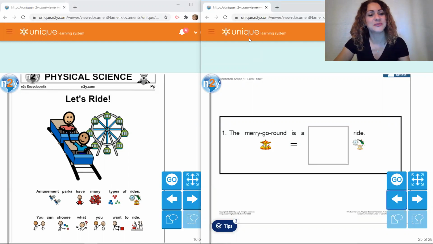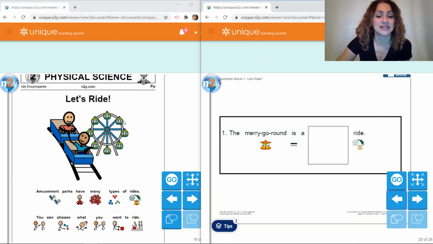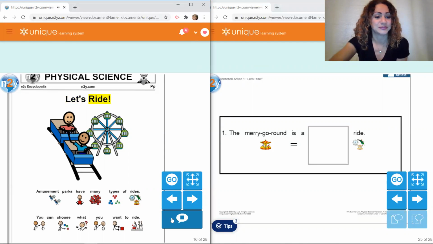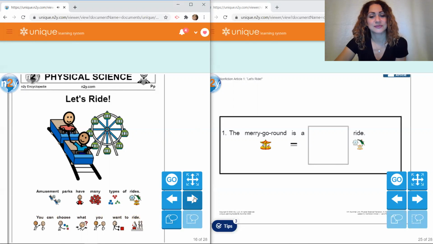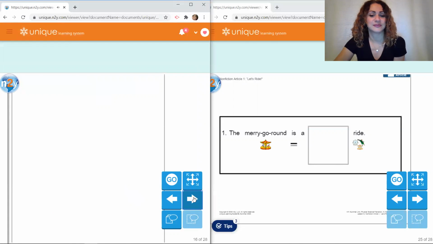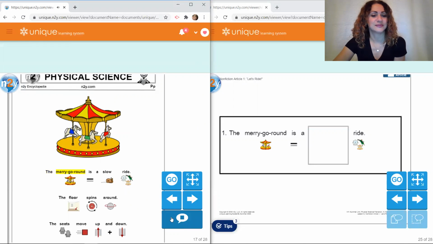Okay, my friends. The title of this article is Let's Ride. Let's follow along. Amusement parks have many types of rides. You can choose what you want to ride. The merry-go-round is a slow ride. The floor spins around. The seats move up and down. Let's stop right there. Let's take a look at our first question.